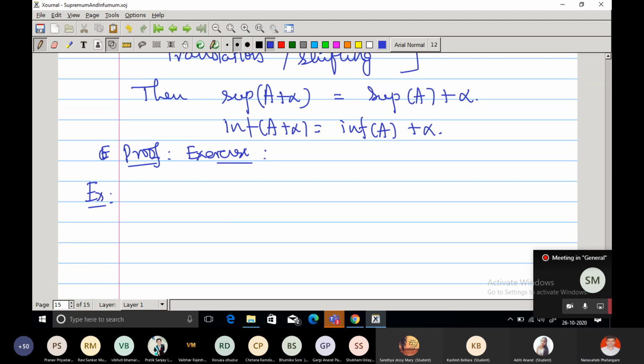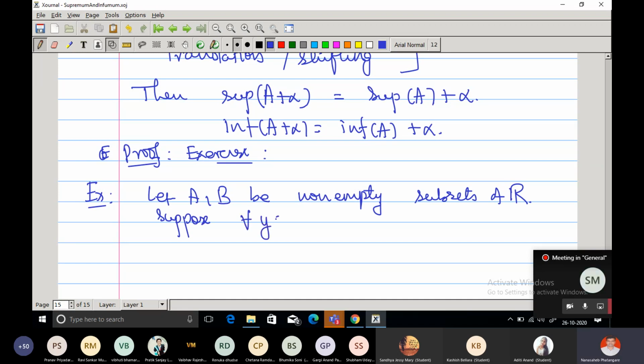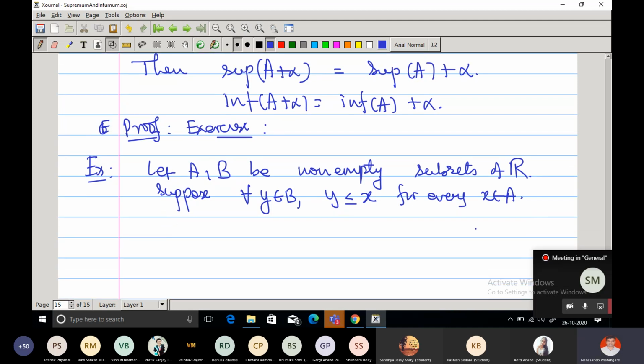Now, let A and B be non-empty subsets of R. Now, suppose for every y in B, y is less than or equal to x for every x in A. Do you understand this statement?